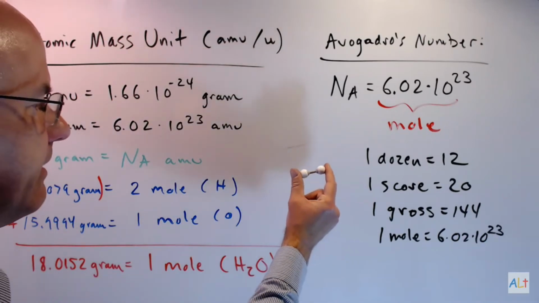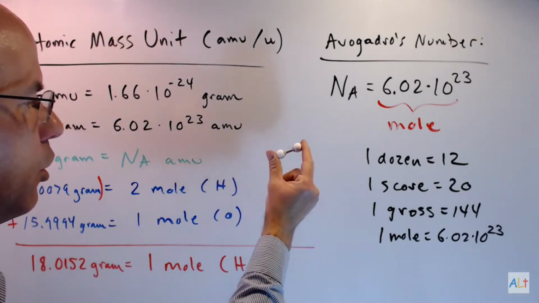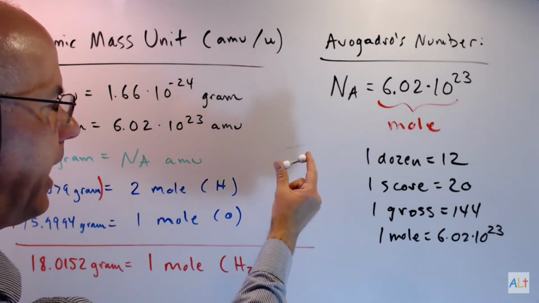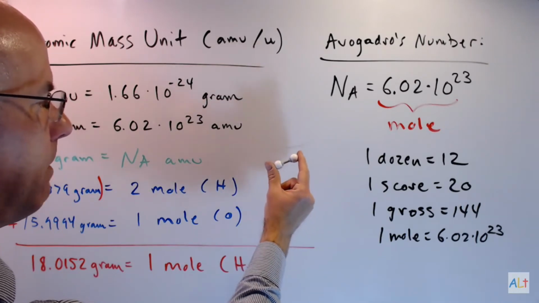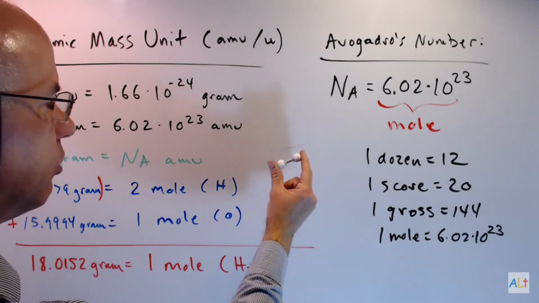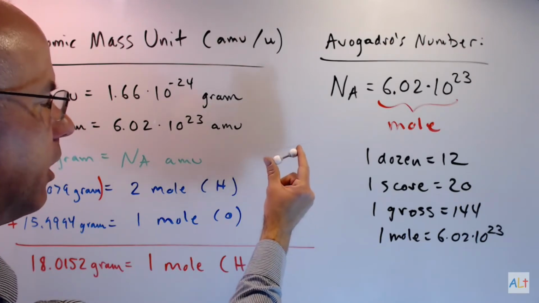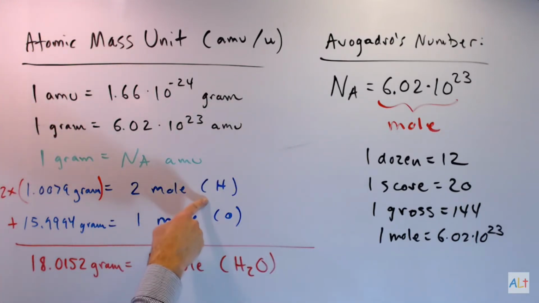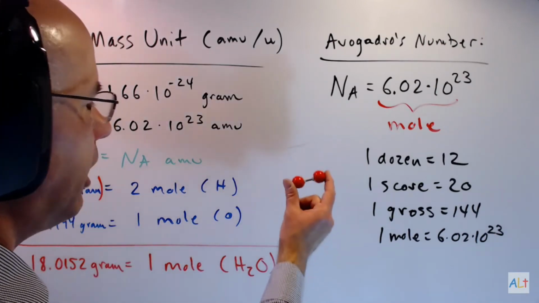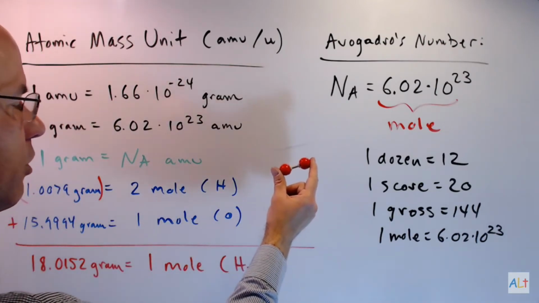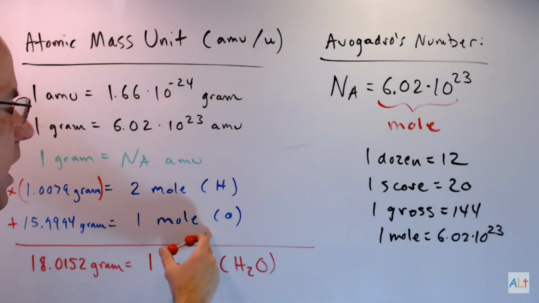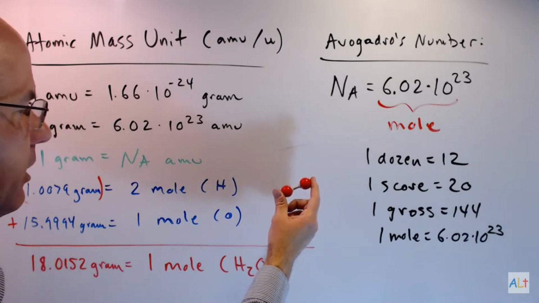Now hydrogen is diatomic. 1 molecule of hydrogen has 2 hydrogen atoms. Thus, 1 mole of hydrogen molecules has 2 moles of hydrogen atoms. Here's 2 moles of hydrogen atoms. That's the equivalent of 1 mole of hydrogen molecules. Since oxygen is also diatomic, it's a similar story. 1 mole of oxygen atoms would be a half a mole of oxygen molecules.